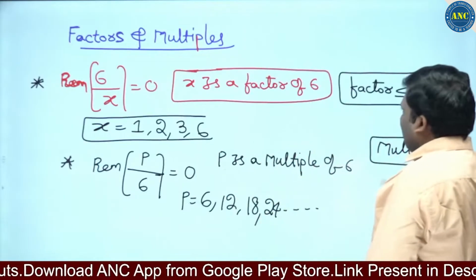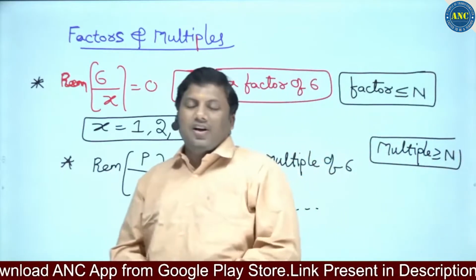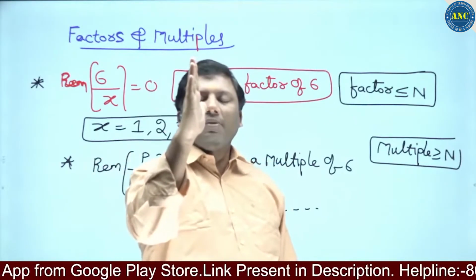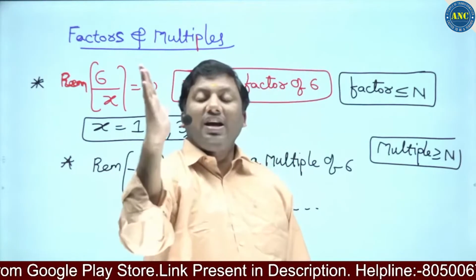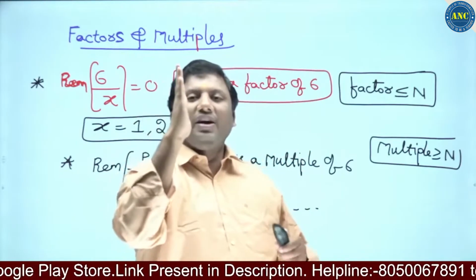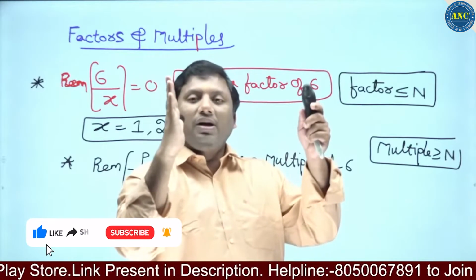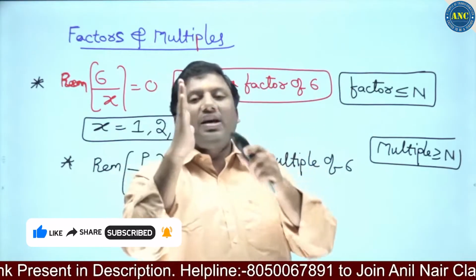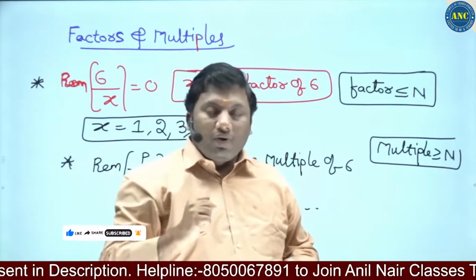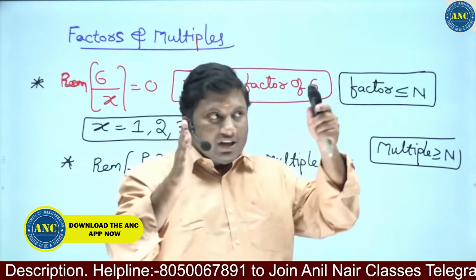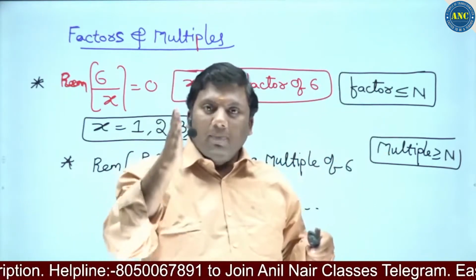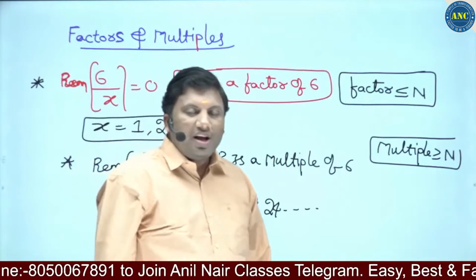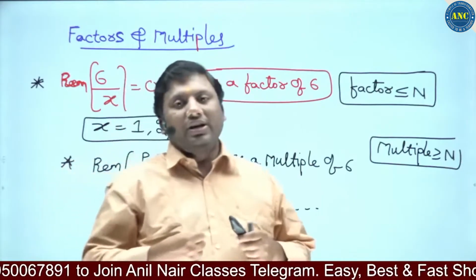A factor is always less than or equal to the given number. If I take a number 20, factors and multiples are from the set of natural numbers. From 1 to 20, there are certain numbers which will divide 20. Can I count them? Definitely yes, because the lower limit is 1 and the upper limit is 20. Between 1 and 20, which numbers are the factors of 20?